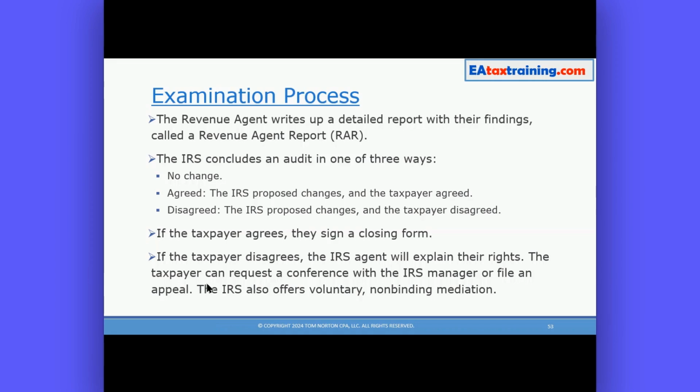If the taxpayer does not agree, then the IRS will explain, here are your rights to appeal, etc. And what you can do is request a conference with the manager of that person if you want to, or you can file an appeal, either way. Usually it's a good idea just to go to the manager, say, hey, look, we disagree, and see if you can get the manager to bend a little bit. But if they won't, then you can file an appeal. And the IRS does also offer voluntary, non-binding mediation. So that is another option.